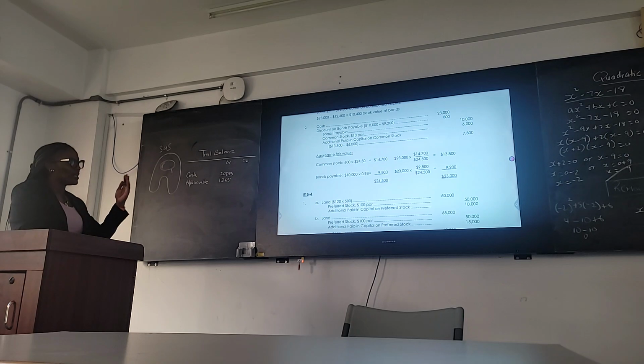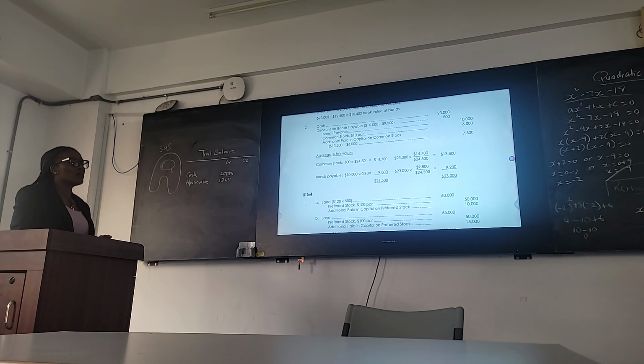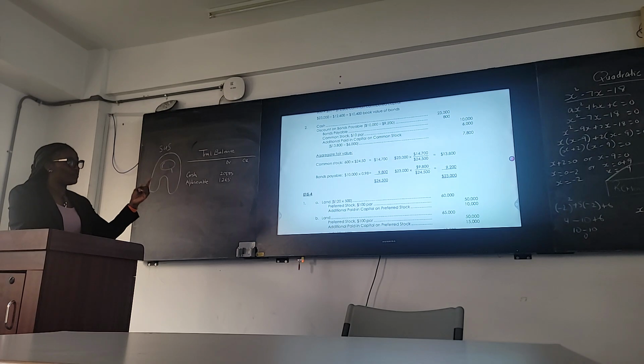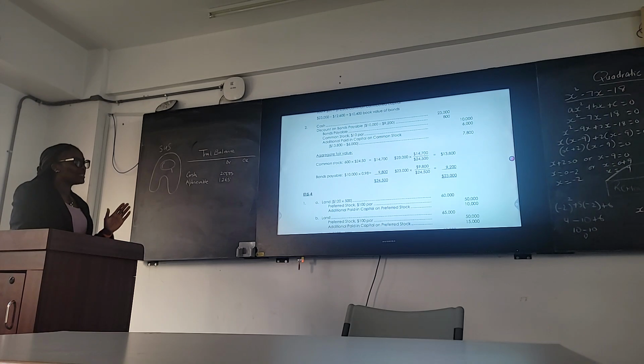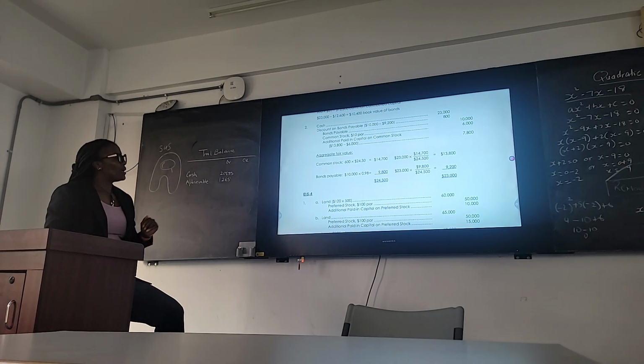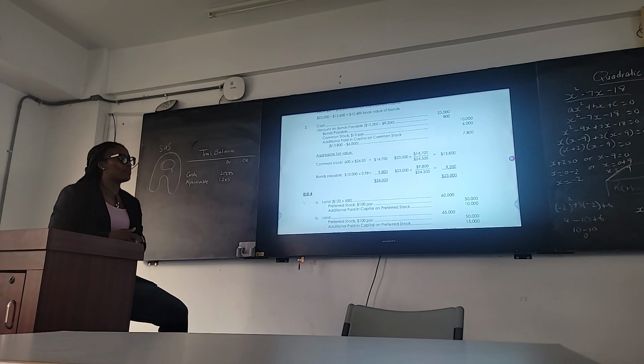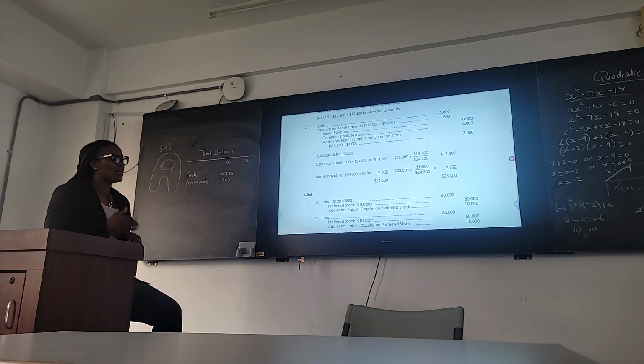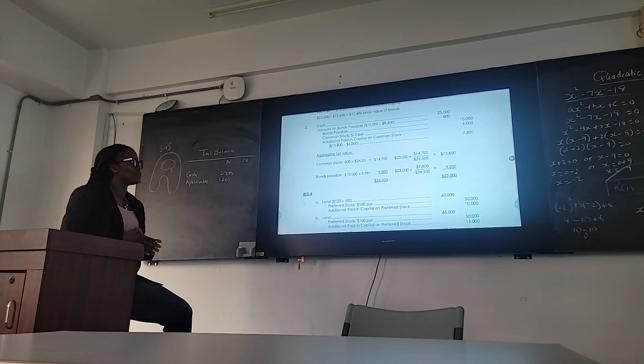So we take the 23,000 cash received times 14,700, which is the fair value of the stock, all divided by 24,500. So that represents 13,800 for common stock. Then we do the calculation for bonds payable. The cash received, 23,000, times 9,800 divided by 24,500. That gives you the 9,200.